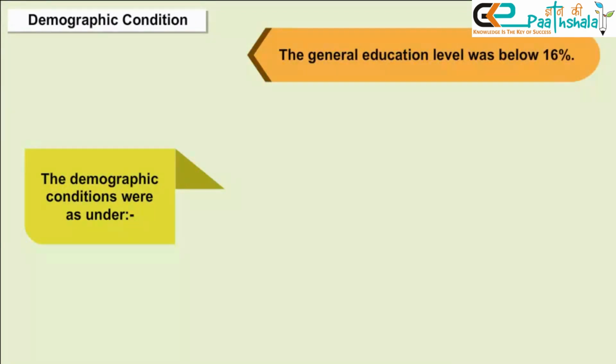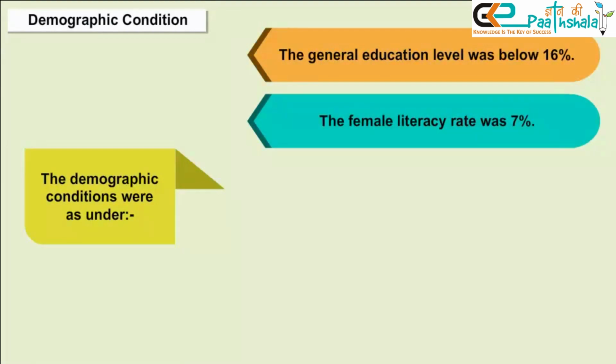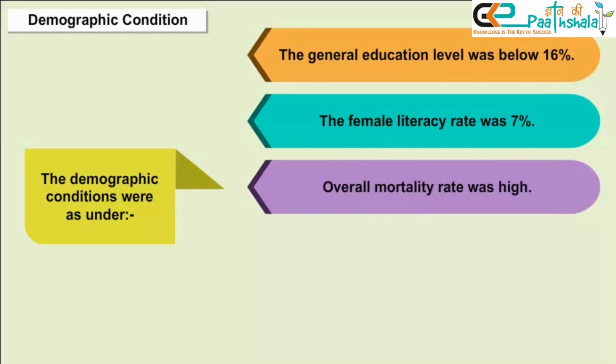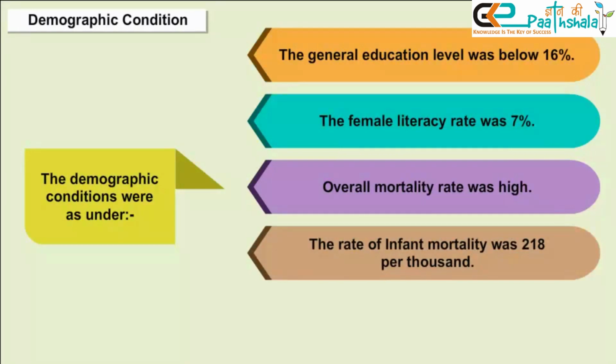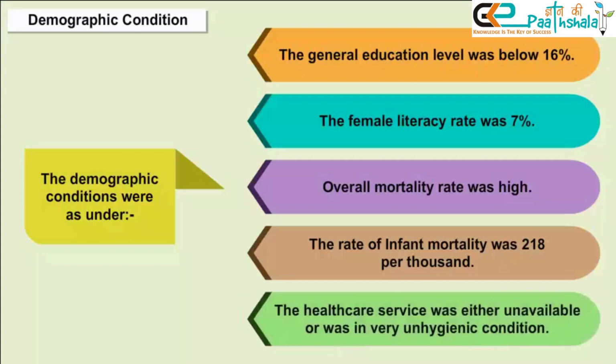The general education level was below 16%. The female literacy rate was 7%. The overall mortality rate was high. The rate of infant mortality was 218 per thousand. The healthcare service was either unavailable or in a very unhygienic condition.